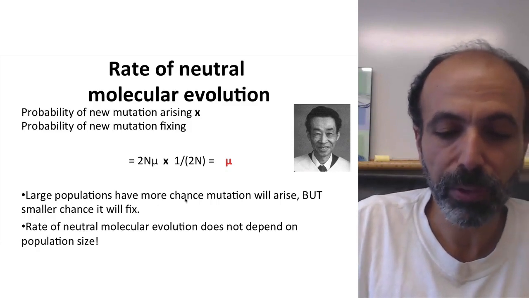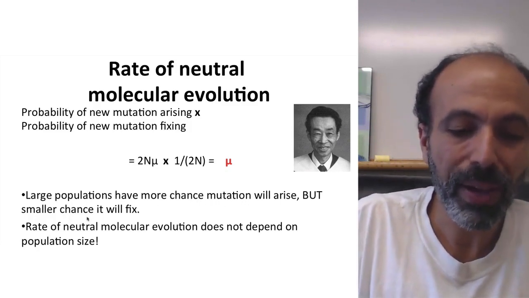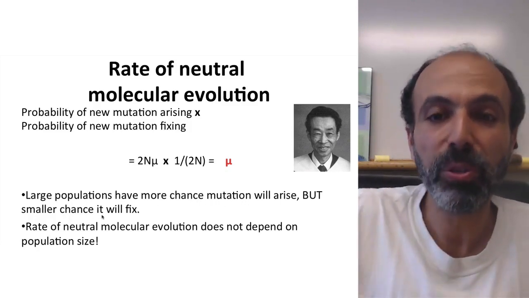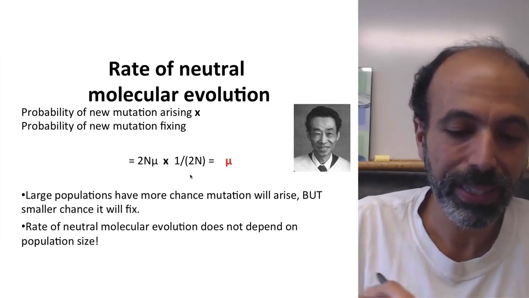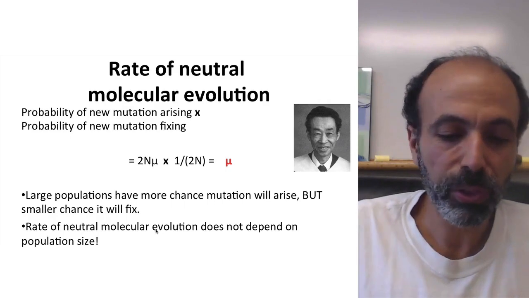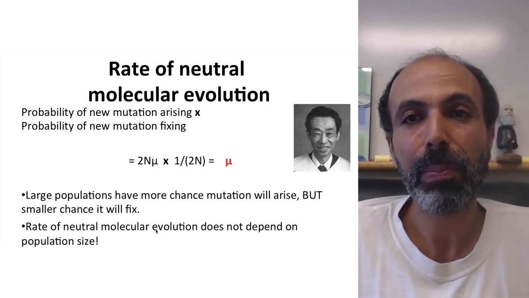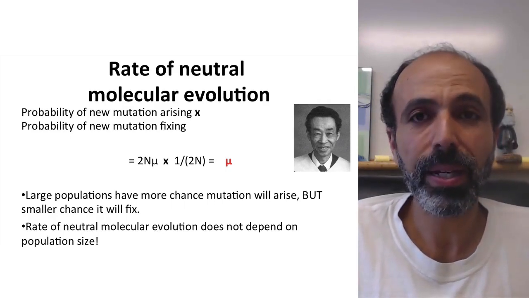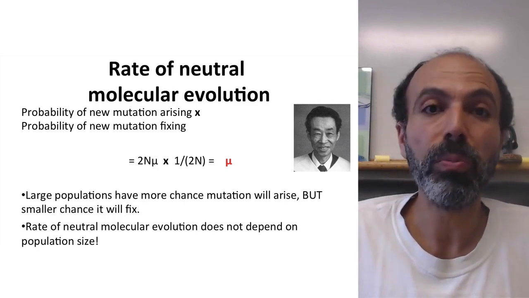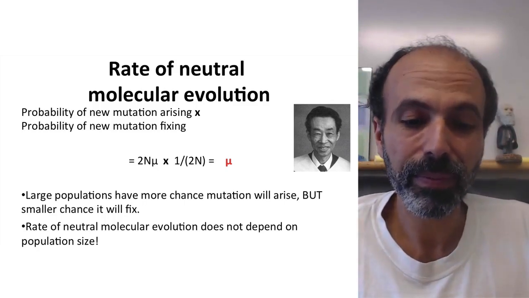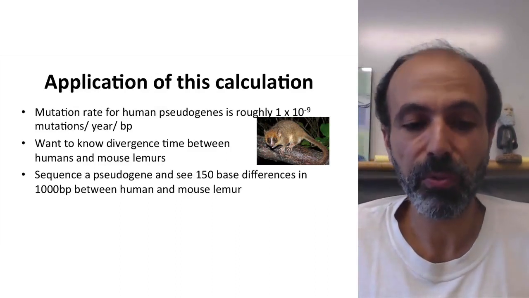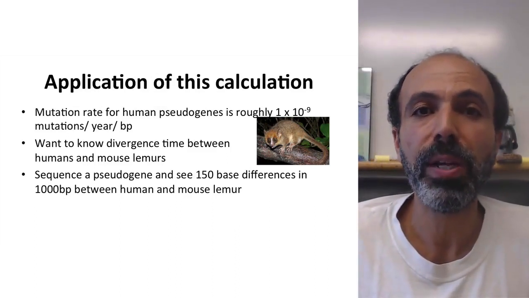In contrast, smaller populations have a lower chance the mutation will arise, but have a higher chance it will fix because that starting allele frequency is high. Because of this amazing canceling out, the rate of neutral molecular evolution does not depend on population size. This was first described by Motoo Kimura, whose picture is shown here. So how can we use this calculation? Well, here's an application for it. Let's say that we know the mutation rate of a particular region.